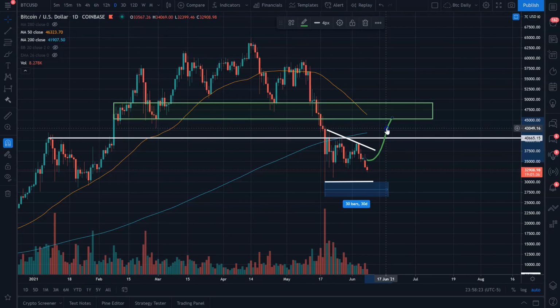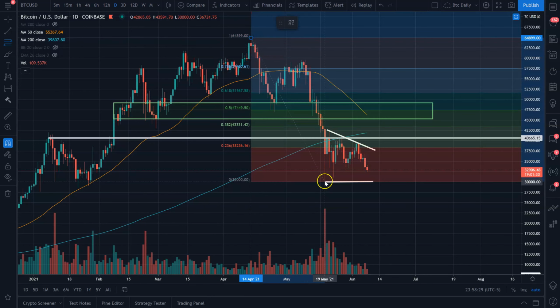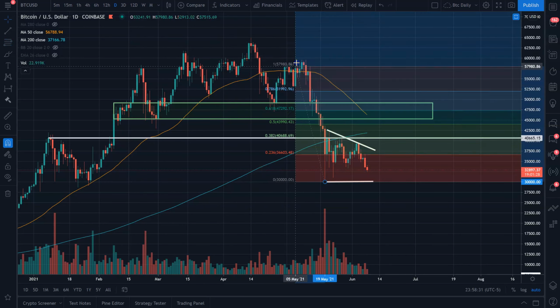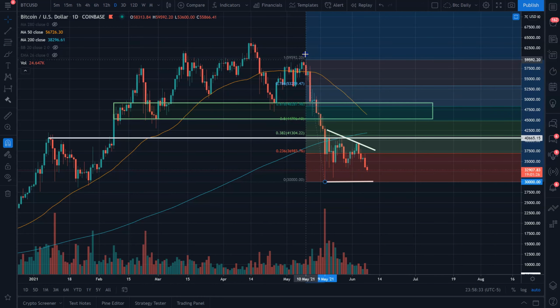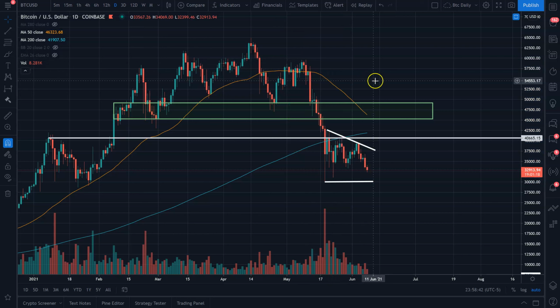But that is the zone of supply, and I believe it's somewhere around the golden pocket as well. Look at this from this last high back here. Yeah, so the golden pocket is right around that $48,000 level if you're drawing it from this last swing high back here. Okay, so that's kind of the levels. That's what I'm waiting for.